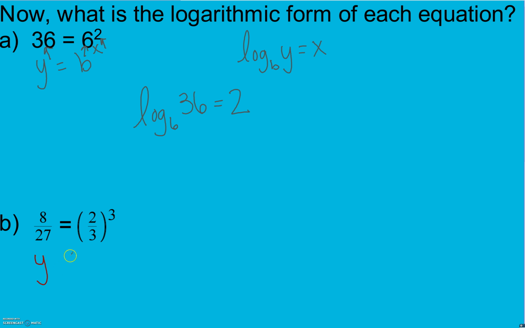Okay, y equals b raised to the x power. That's our exponential form. Now if we use our formula here, log base b is our 2/3, and it's okay that it's a fraction for now. Log base b of y, or 8/27, equals x, and x here is 3.